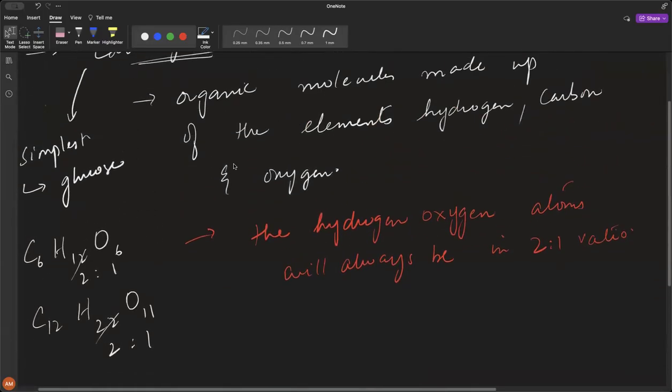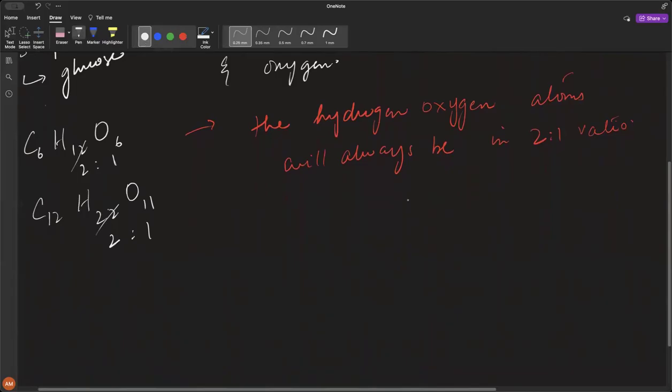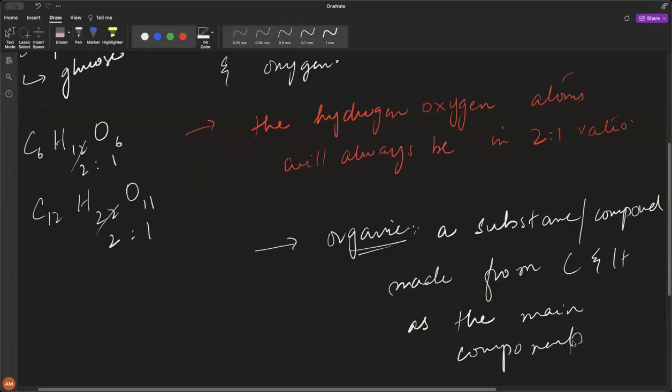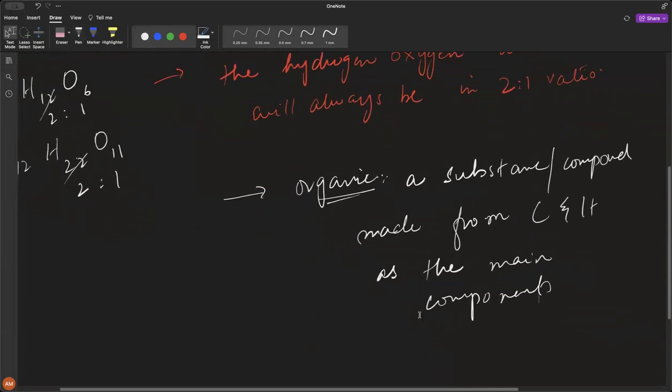Here, this also brings us to an understanding of what organic molecule means. What does organic mean? Organic means a substance or compound made from carbon and hydrogen as the main component, which is also known as the carbon-hydrogen backbone.